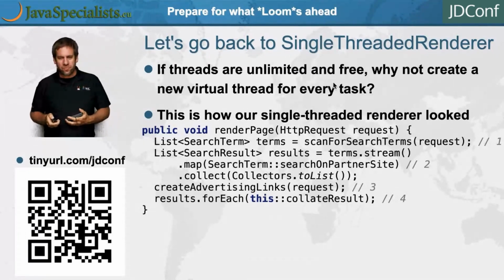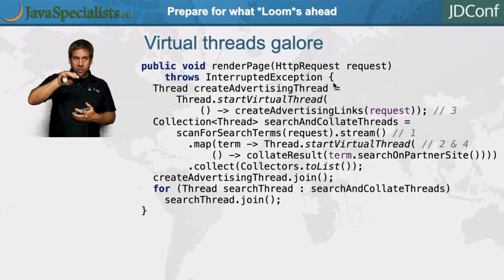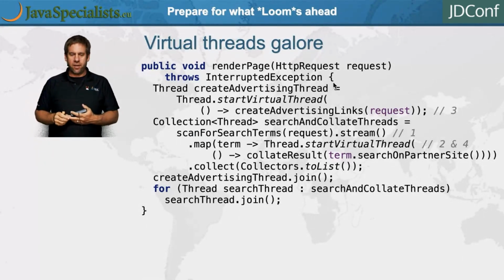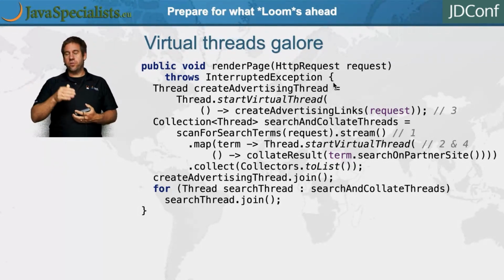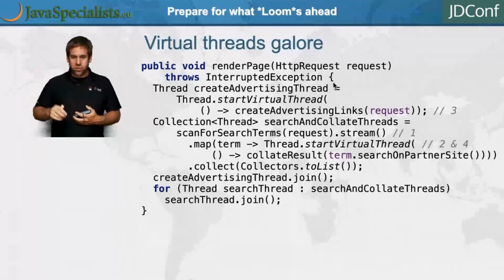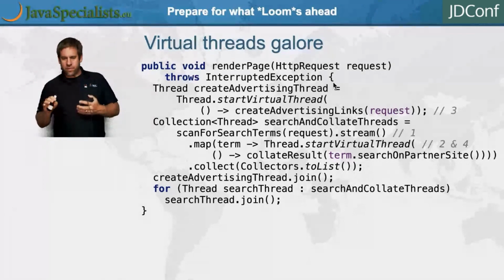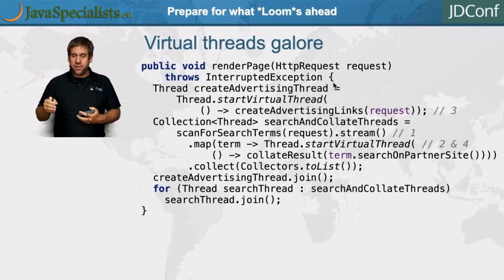All right. Now, here I'm creating a new virtual thread for every task. So what I'm doing is, first of all, I'm starting a virtual thread to create the advertising links. That was the third step. Then I scan for the search terms. I do that with the current thread, and then for each search term, I start another virtual thread, and the virtual thread will search on the partner sites and then collate the results. So that's how I do it. And then I get back a collection of all the threads that were launched like that.